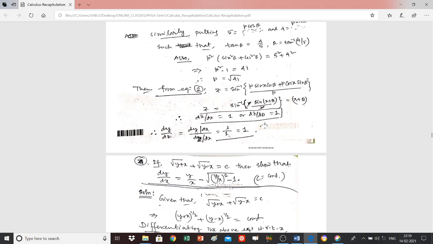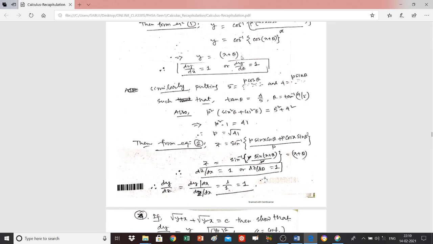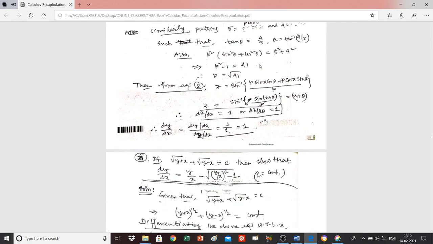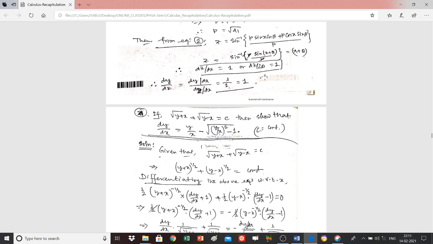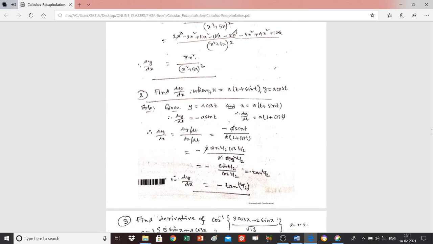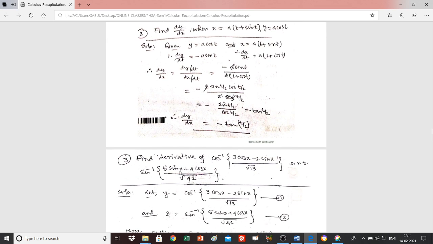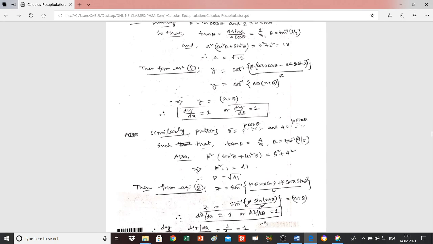You can also prove it by using the relation dy by dz is equal to dy by d theta divided by dz by d theta. In that case also, since dz by d theta is equal to 1 and dy by d theta is also 1, as calculated here, in that case also dy by dz is equal to 1. So this is the value. So the differentiation of the first term with respect to the second term is essentially 1.